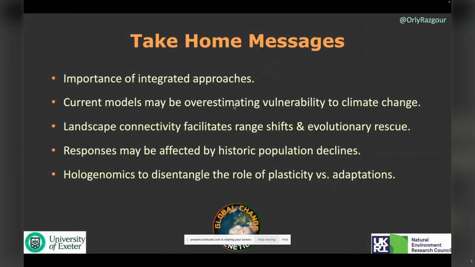So some brief take-home messages. I hope I managed to convey to you the importance of using integrated approaches and combining genomic, ecological, and environmental data with different modeling approaches to understand biodiversity responses to climate change. The use of genomic approaches has shown that current models used to look at vulnerability to climate change may be overestimating range losses because they disregard the effect of local climatic adaptations. Genomic approaches also can be used to look at the impact of landscape connectivity on range shifts and evolutionary rescue.